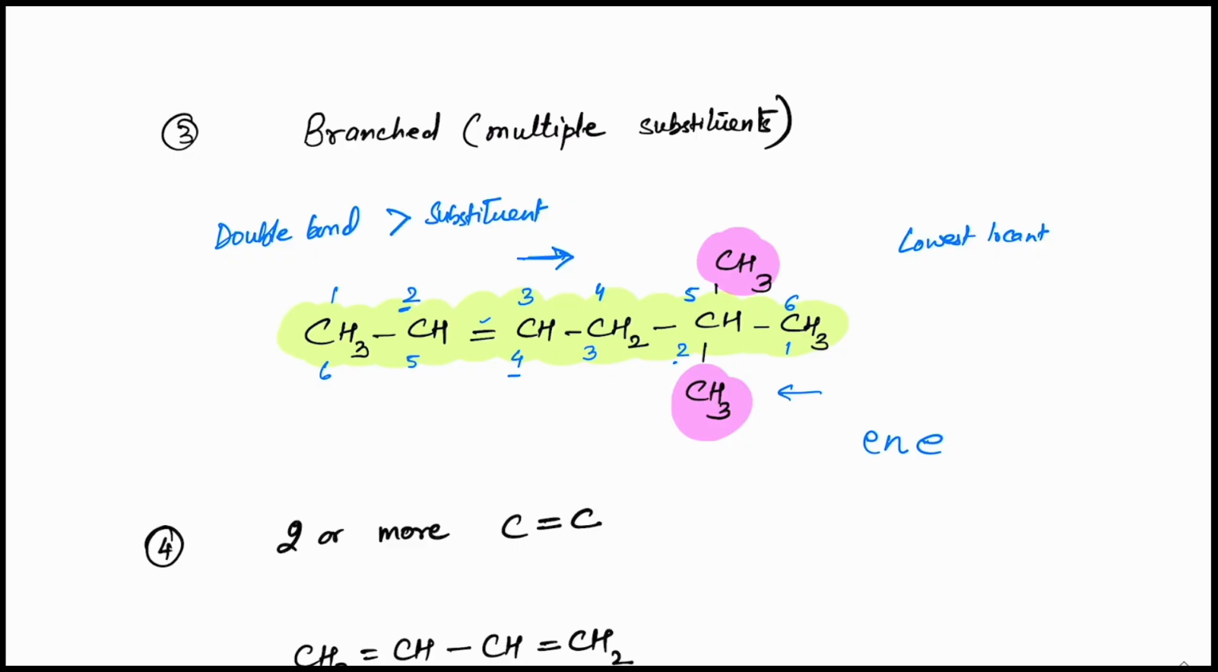So we can see that the double bond is starting at carbon atom 2, so it will be 2-ene and there are 6 carbon atoms, so hex-2-ene. Now there are 2 substituents present and both of them are at carbon atom 5, so we will write 5,5-dimethyl because there are 2 substituents. So the name of the compound is 5,5-dimethylhex-2-ene.